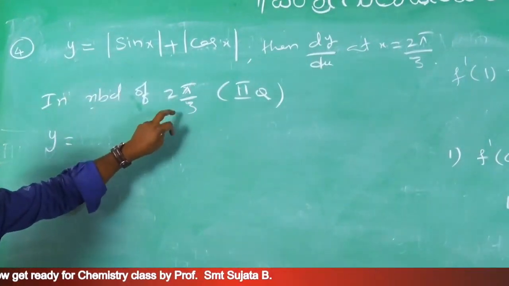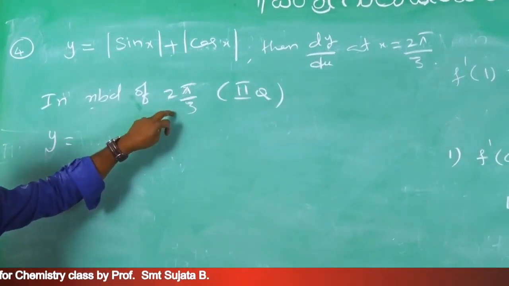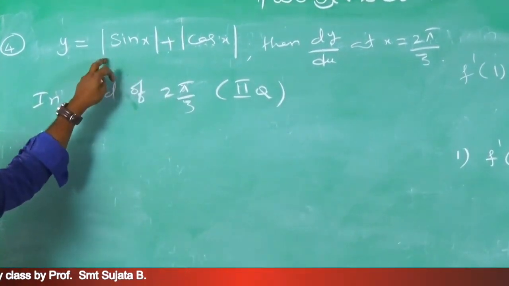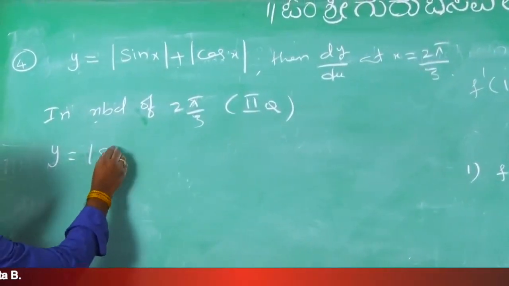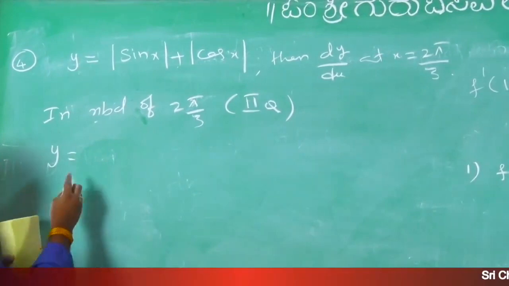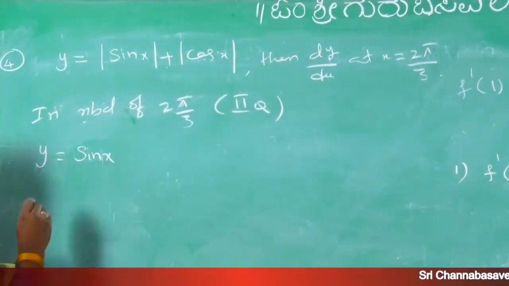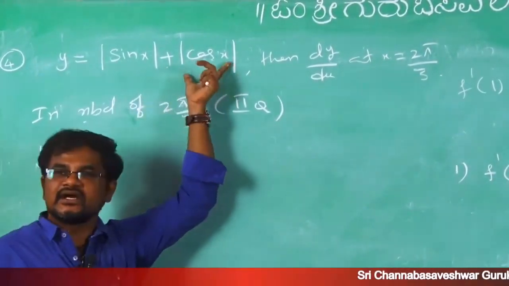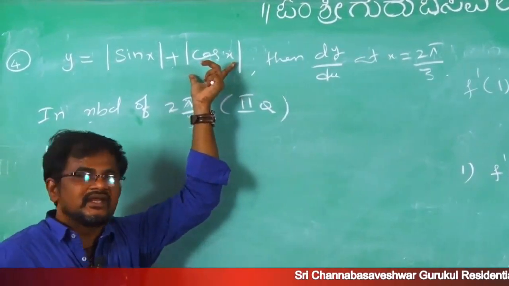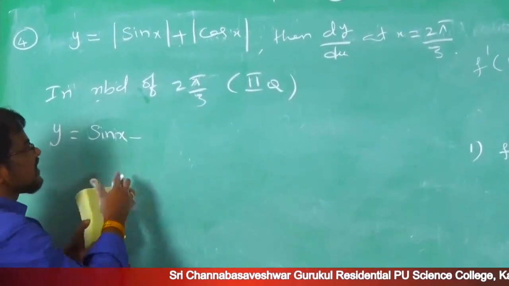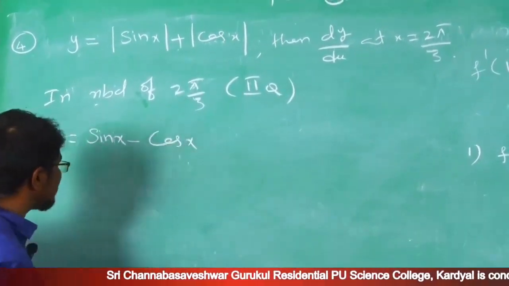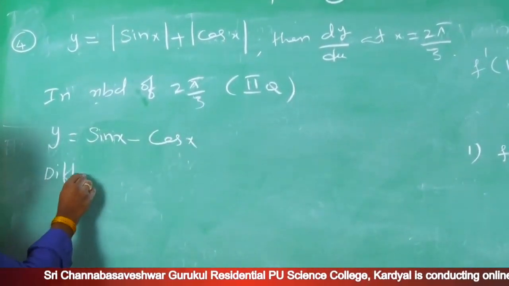The given value of x is in which quadrant? It is the second quadrant. In the second quadrant, is sin x positive or negative? Positive. So modulus of sin x becomes only sin x. Next, in the second quadrant, is cos x positive or negative? Negative. So here you will get minus cos x. Minus cos x.